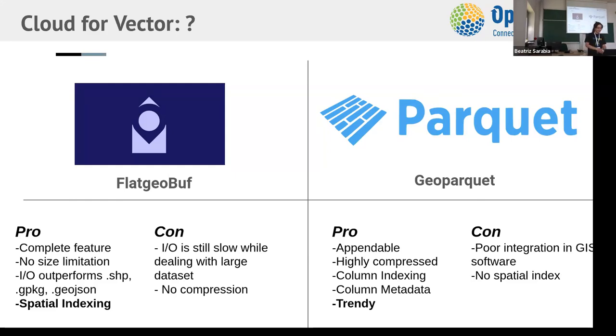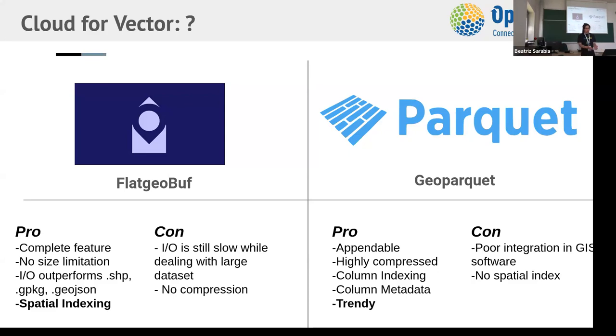Yeah, and also for FlatGeobuf we have spatial indexing. Basically, you can open a FlatGeobuf with a certain small bounding box. It will do spatial indexing, find out which vector data is located inside this bounding box, and extract the data that is inside or intersects with the bounding box. That is FlatGeobuf, it's amazing.